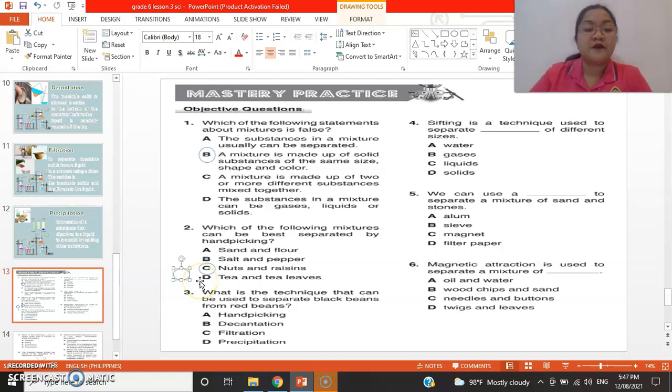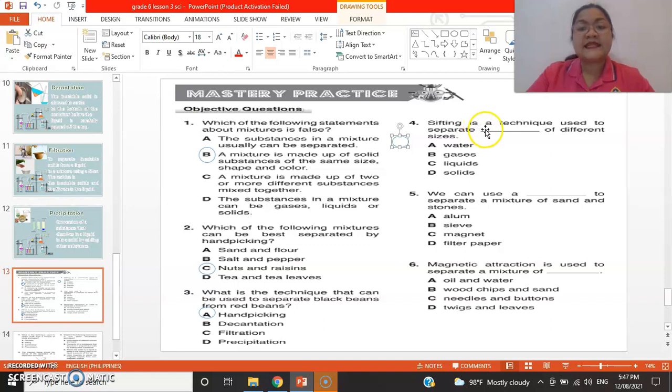5, 4, 3, 2, 1. The correct answer is letter A. Very good. Hand picking, because you separate red beans and black beans by using your hands. All right. Number 4.